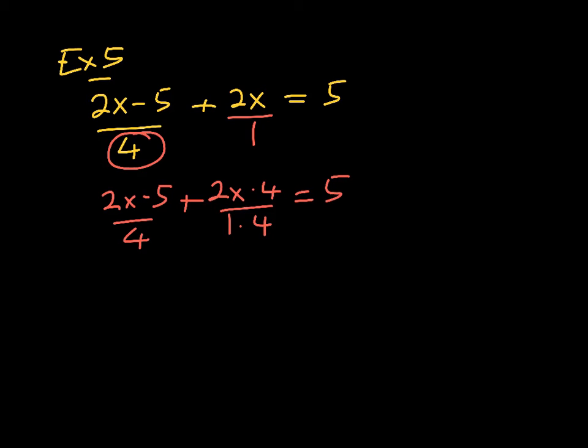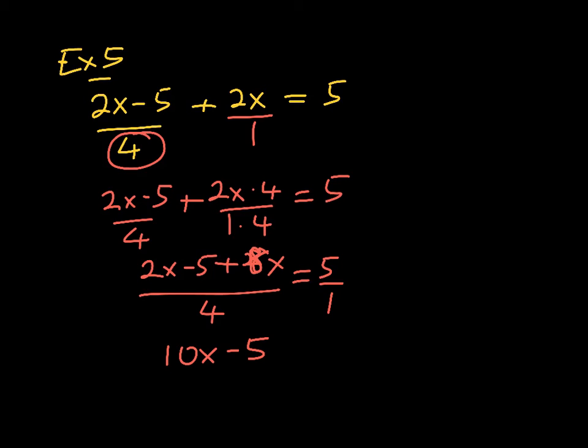So that's 2x minus 5 over 4 plus 2x multiplied by 4 over 1 multiplied by 4 is equal to 5. Now this becomes 2x minus 5 plus 8x, because 2x times 4 is 8x, divided by 4 is equal to 5. Remember, 5 here is 5 over 1. So 2x plus 8x gives us 10x minus 5 over 4 is equal to 5 over 1. Now we cross multiply. 1 goes to 10x minus 5, while 4 goes to 5. So 10x minus 5 will be equal to 4 times 5, that is 20.